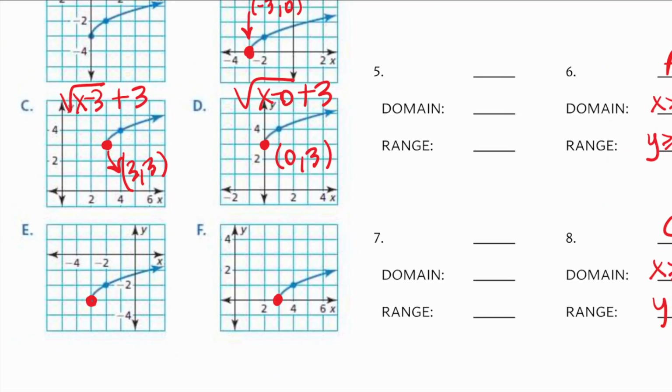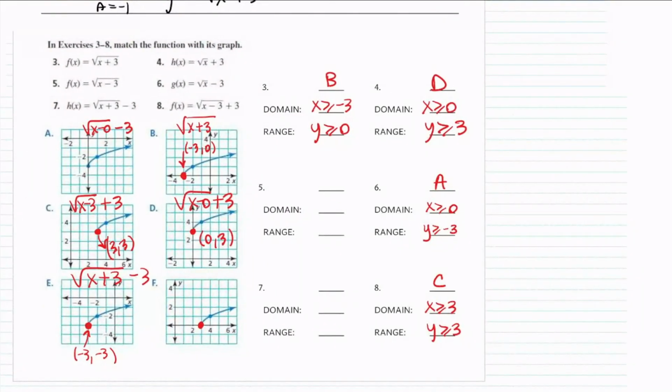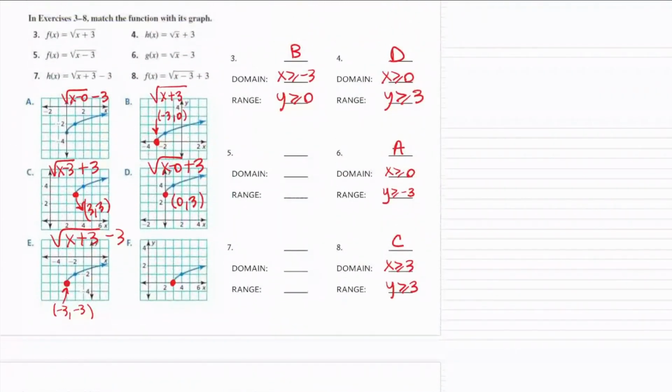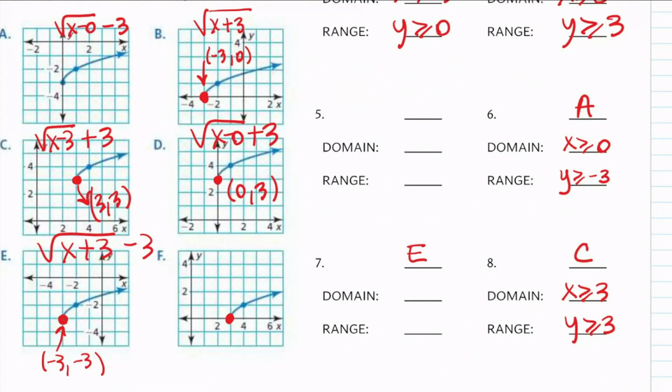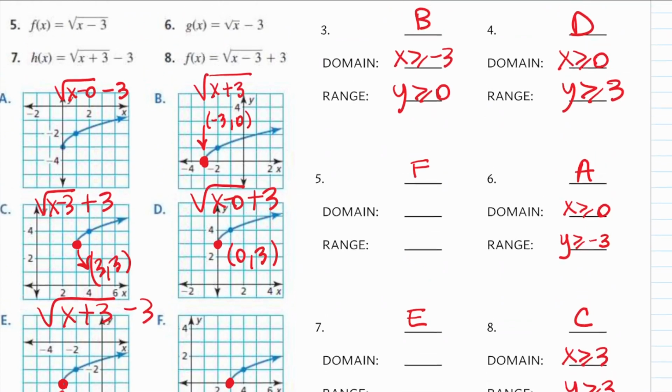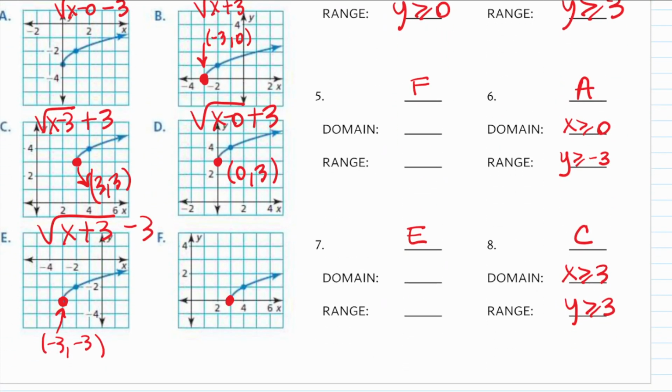All right, for E, that's going to be negative 3, negative 3. So I'm looking for the square root of x minus negative 3 minus 3. So plus 3 on the inside of the square root, that's going to be number 7. Okay, number 7 was E. That means 5 will be F. 5 is square root of x minus 3, because that's happening at 3, 0.